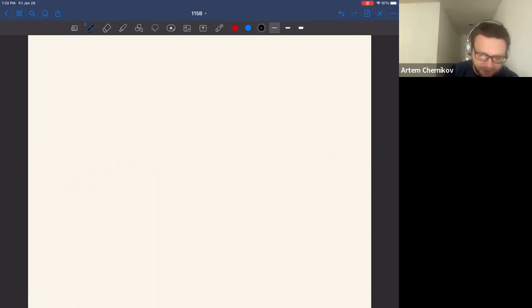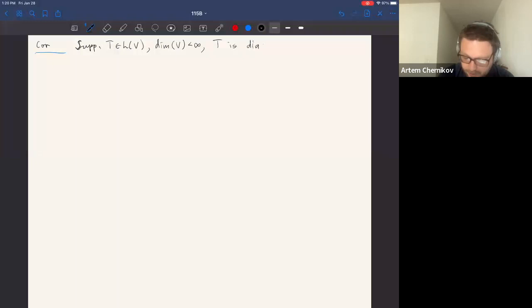Okay, so I'm going to prove a corollary. So suppose that T is a linear operator on V. As usual, V has finite dimension, and we assume that T is a diagonalizable linear operator, and let lambda 1 through lambda k be the distinct eigenvalues of T.